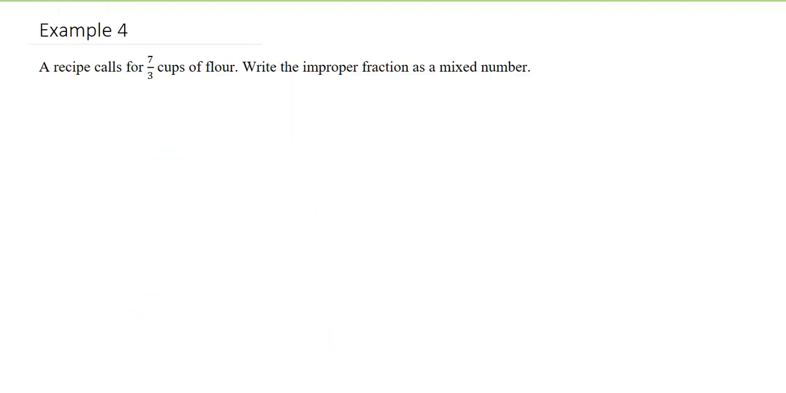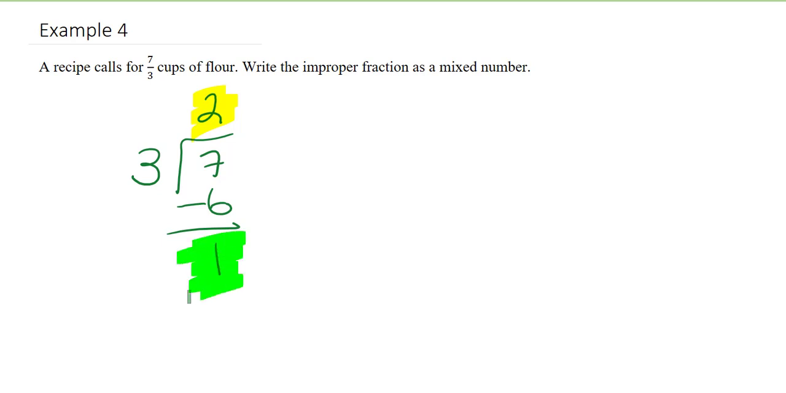Example 4, a recipe calls for 7/3 cups of flour. Write the improper fraction as a mixed number. So we have 7. We're going to go ahead and divide it by 3. So 3 can go into 7 how many times? Well, it can go into it 2 times, because 3 times 2 is 6. We go ahead and subtract, and we get 1. So this becomes our whole number. This is our remainder. And then this is our denominator that stays the same.